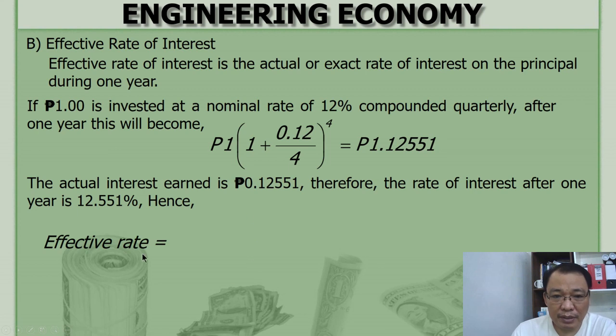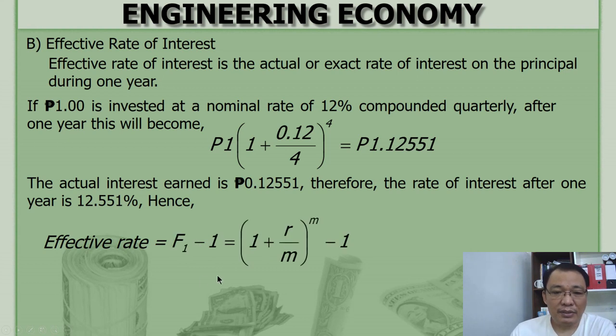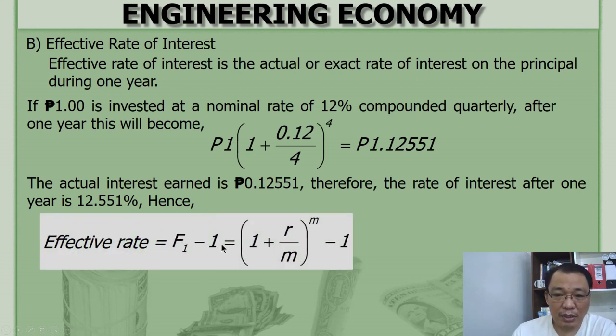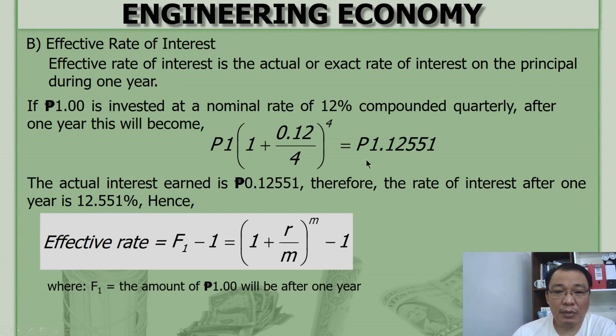So, hence, from this, we can get the effective rate of interest. It's actually F1 minus 1. So this, the value of 1 plus R over M raised to N, this is 1 plus R over M raised to M. The value of this one, minus 1, convert to percent. That becomes the effective rate, right?